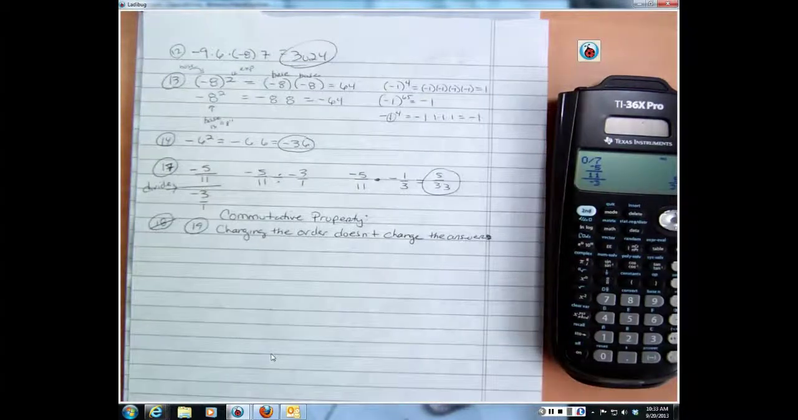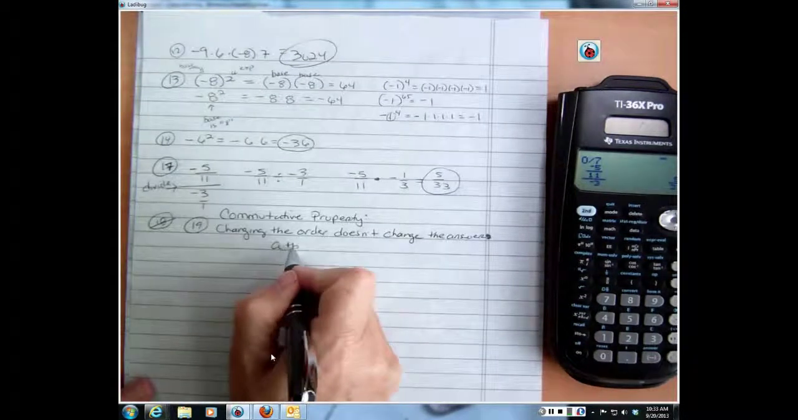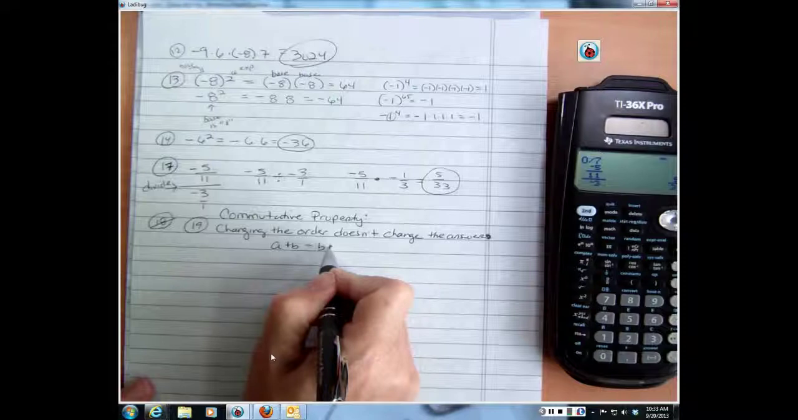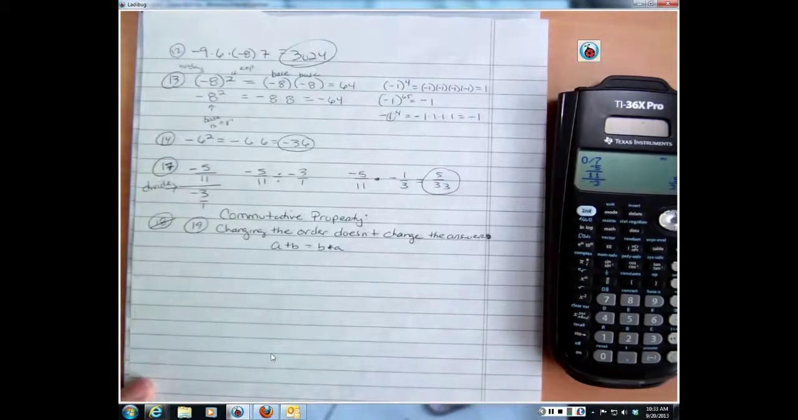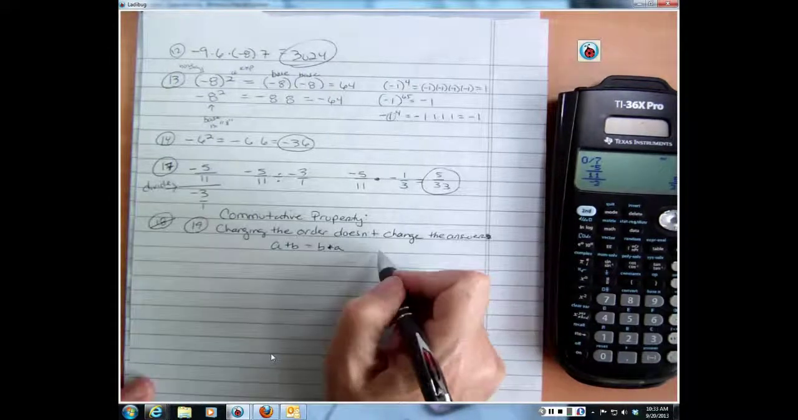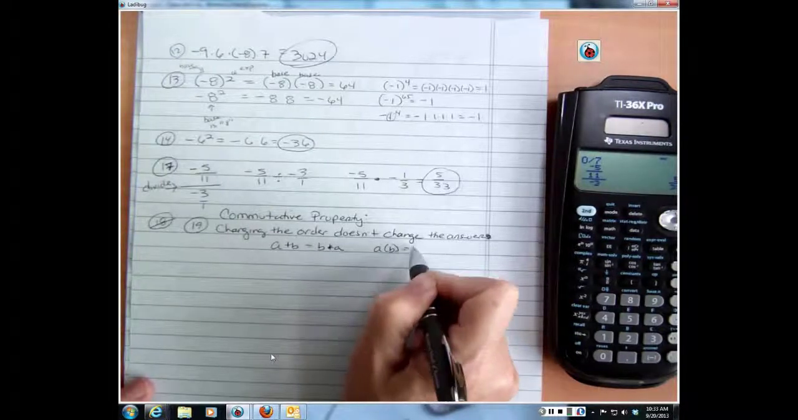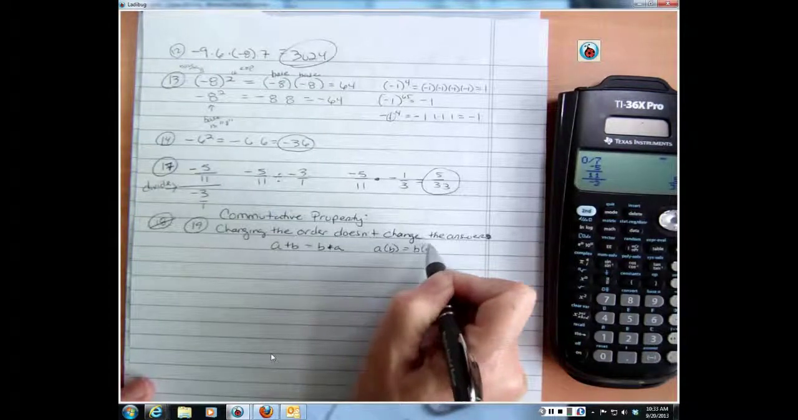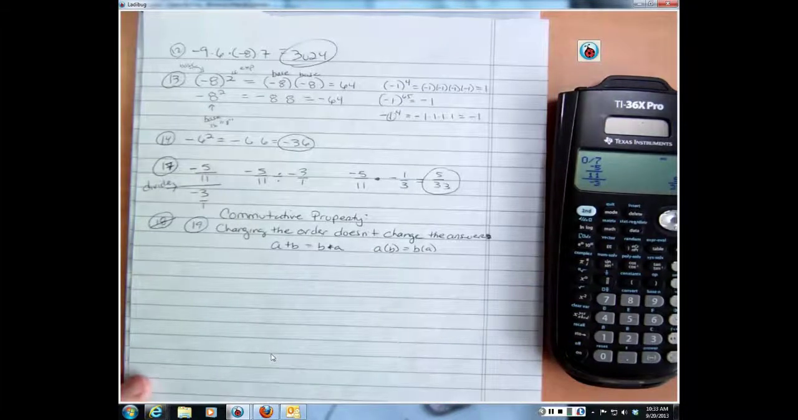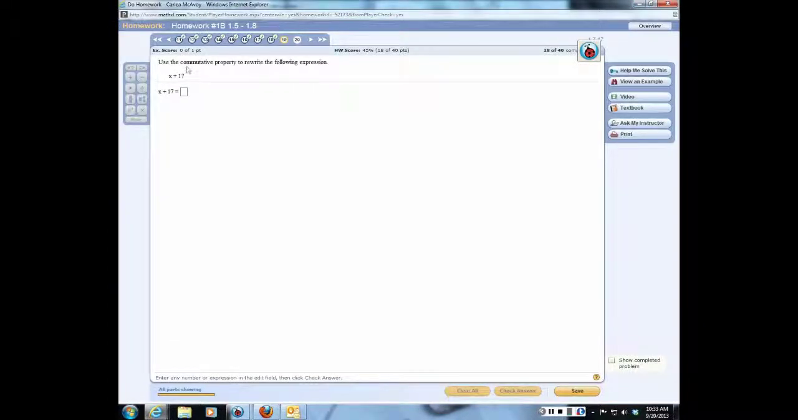So I can do A plus B and it equals B plus A, and those two things are still equal. It's true for multiplication as well. I can do A times B or B times A and I get the same answer. So that's what the commutative property says: changing the order doesn't change the answer. When we're talking about the commutative property with addition, we just change the order of the things that are being added.